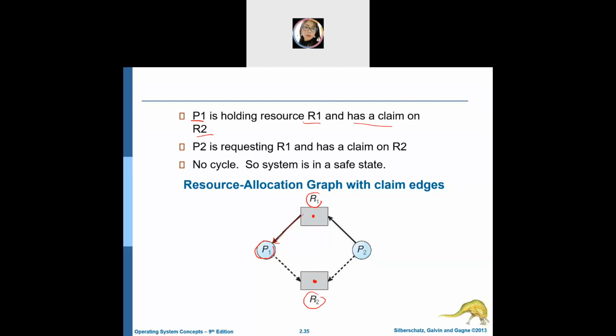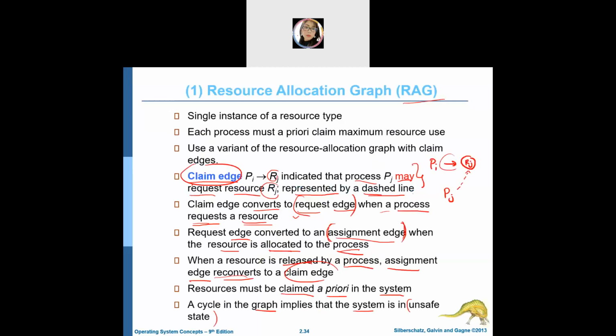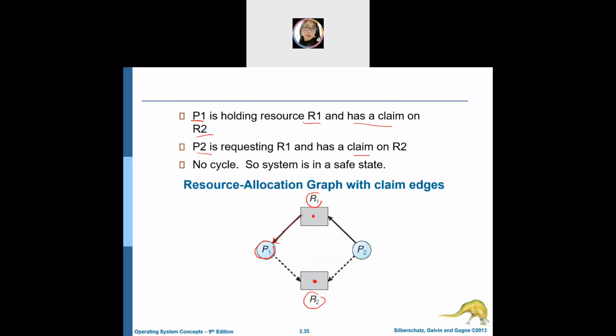For P2, it is requesting R1, and it has a claim on R2. So here P2 is requesting R1 and it has a claim for R2. The differentiation, as mentioned just now, is the dash line, and this one is similar. The dash line here means claim. Similarly for this one, P1 claims R2.